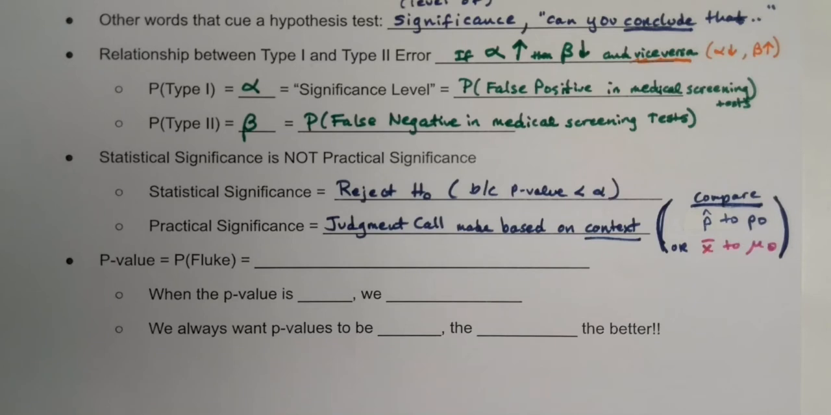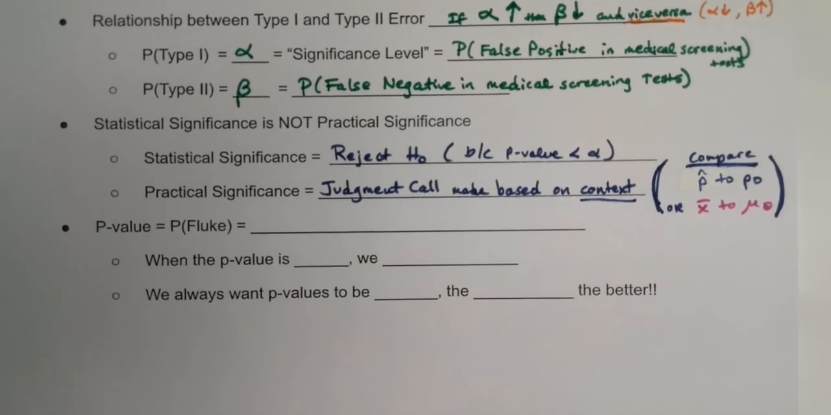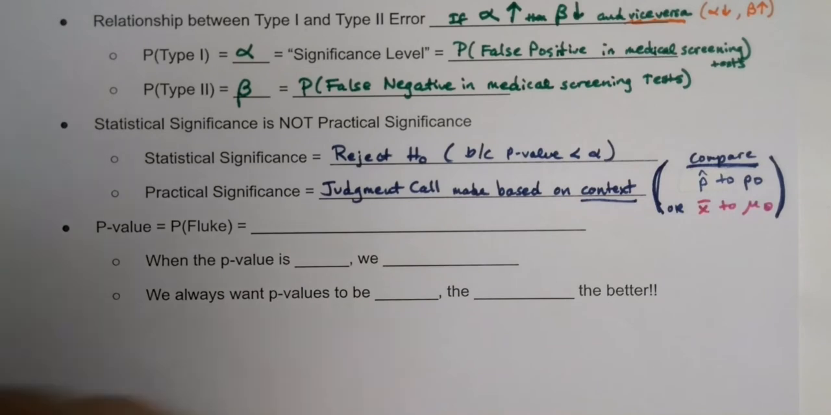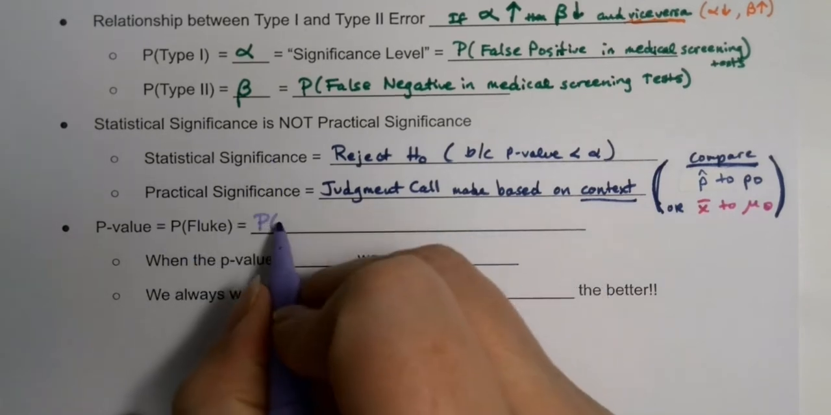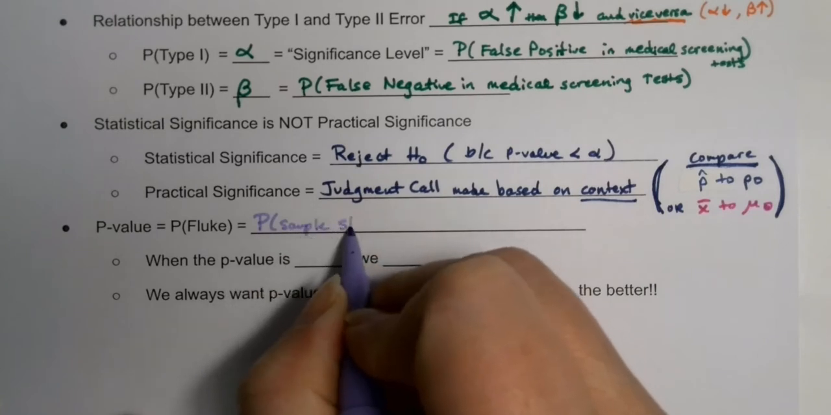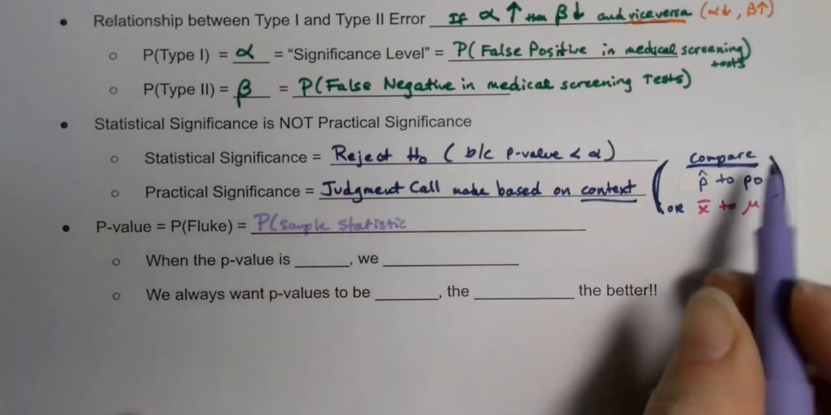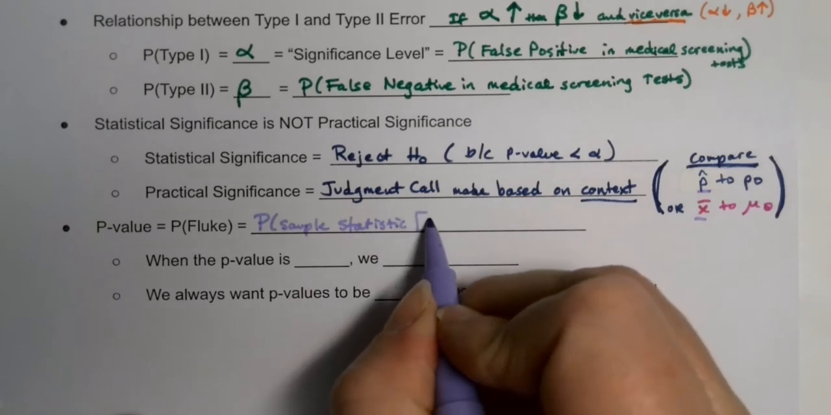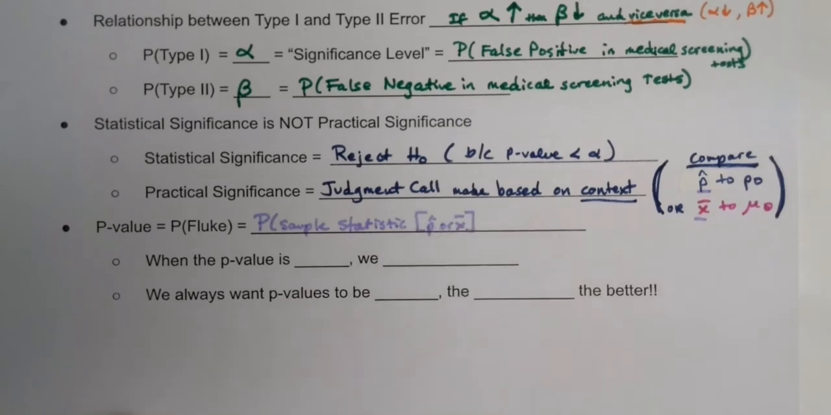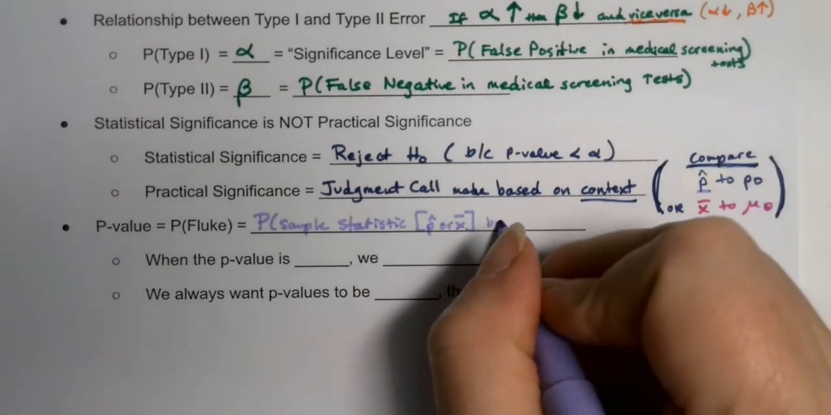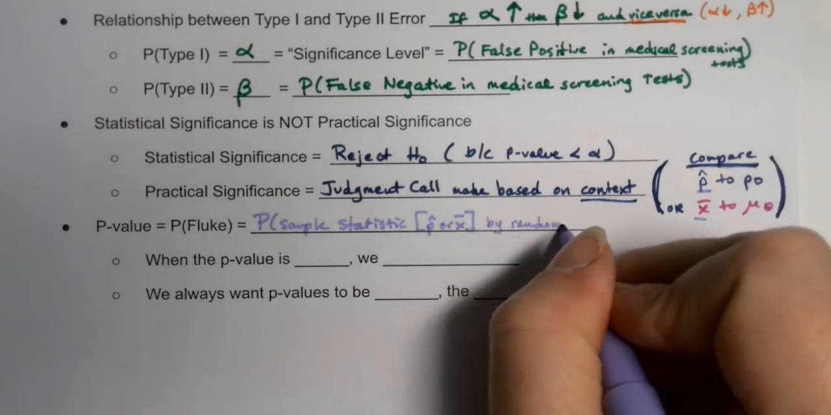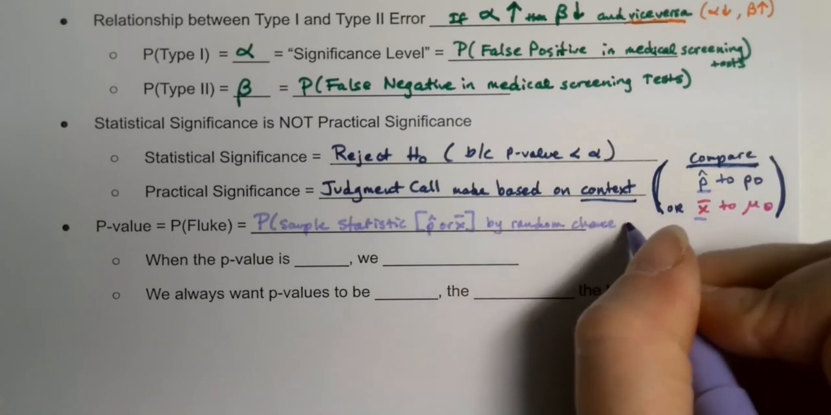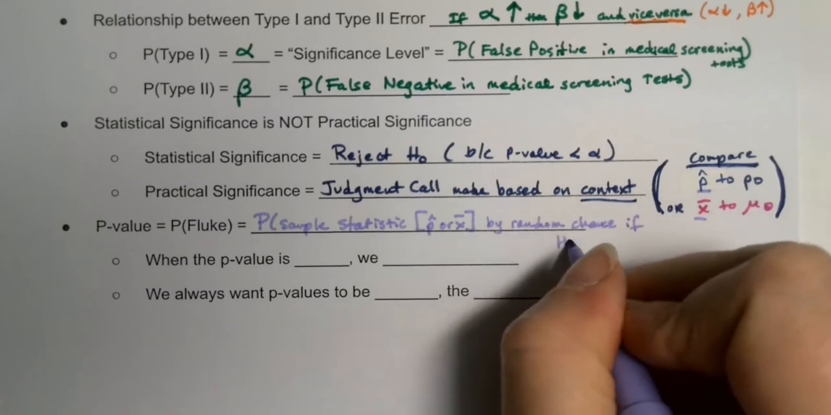All right. Last but not least, never forget what a p-value is. So important. So p-value is the probability of a fluke. That thing we talked about way back in chapter 8. So it's the probability that, and just to make this easier for you guys to read, I'll switch colors, your sample statistic, which were these two values, right? So p hat or X bar, those are the only sample statistics that we know at this point, are by random chance if H naught, ooh, sorry, I ran out of space, if H naught was true.